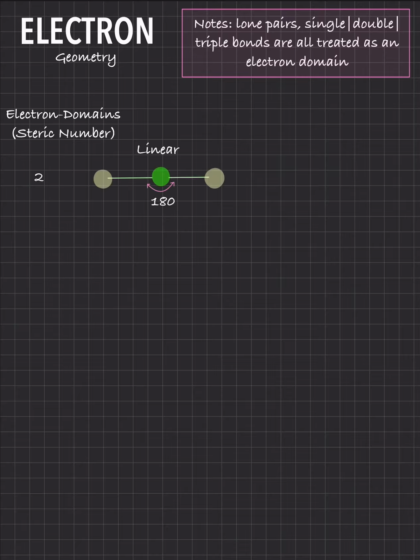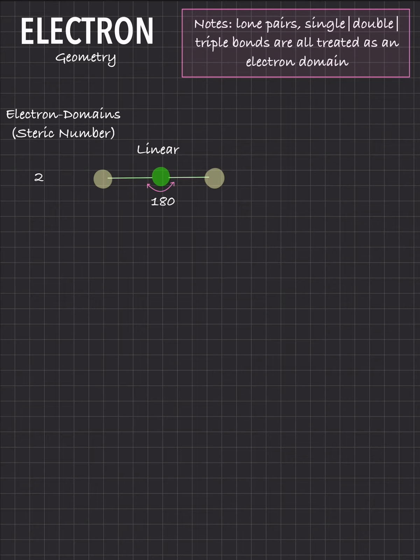I'm glad you asked. So this is one group. This is another group. Again, 1, 2. The way that I look at it is as groups. So I have two groups, so my steric number is 2. Again, this could be a lone pair, or a double bond, or a triple bond. It's still going to be considered one group. Okay?